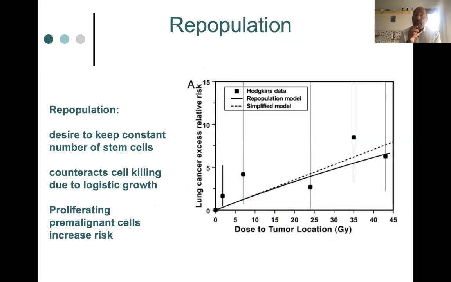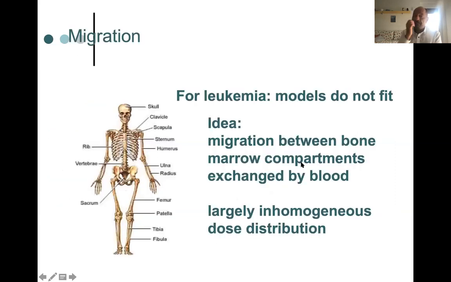So the desire to keep constant the number of stem cells counteracts cell killing, but the proliferation of the malignant cells increases the risk. And in fact, you see what happens with the lung cancer excess relative risk data here. And for leukemia, it's even more complicated.